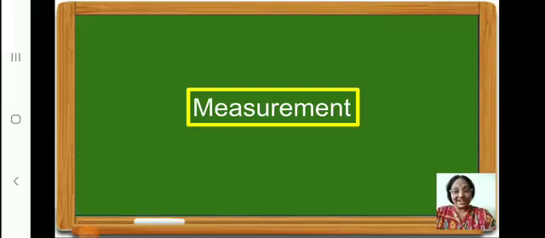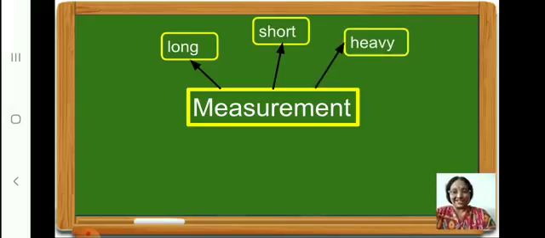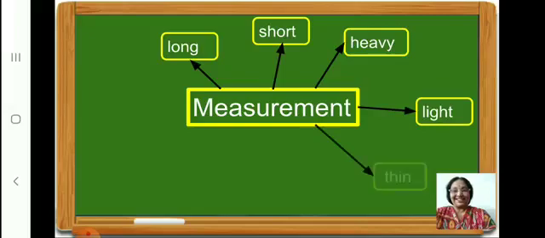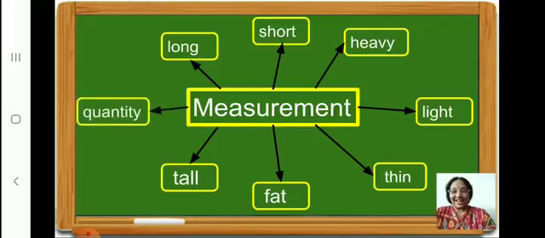Children, what is measurement? Measurement is the process of knowing how long an object is, how short an object is, how heavy an object is, how light an object is, how thin an object is, how fat an object is, and how tall an object is, and how much amount or quantity any object can hold. Okay?